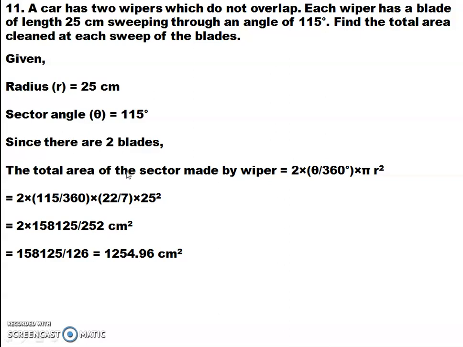Here, total area. You have two wipers. So, for one wiper, the area will be theta by 360 degree into pi r square. You have two blades which have equal radius. So, the total area of the sectors made by the wipers is equal to 2 into theta by 360 degree into pi r square. Why has this 2 come here? Because there are two blades. Substituting the values, you will get the answer as 1254.96 centimeter square.